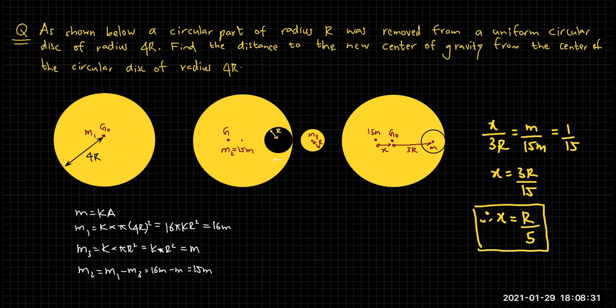It's going to be R by 5, not R by 15. I received some answers of R by 15, but unfortunately that's incorrect. I think instead of 3R here, you might have substituted R instead of 3R. That's where the mistake might have happened. The correct answer is R by 5.